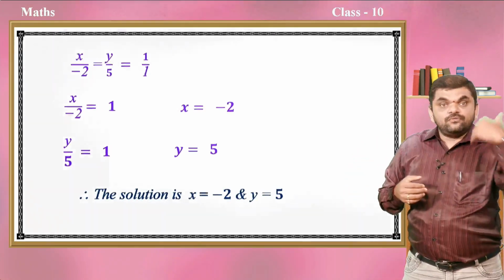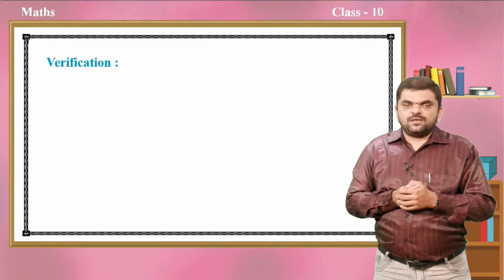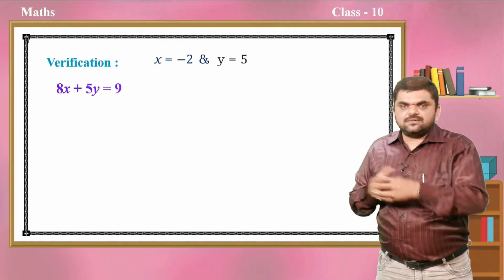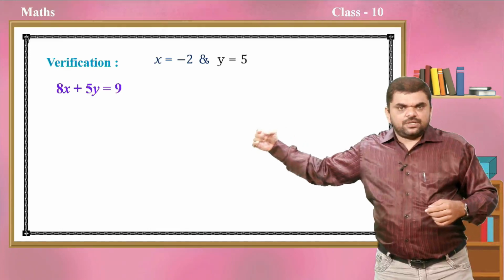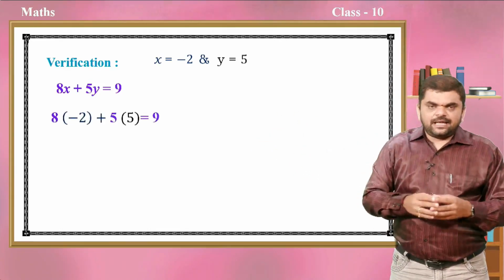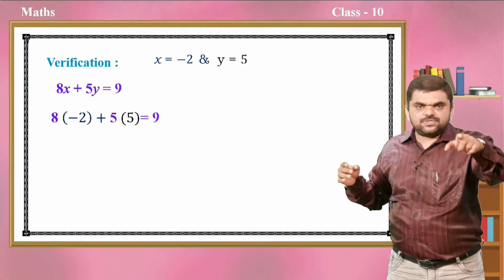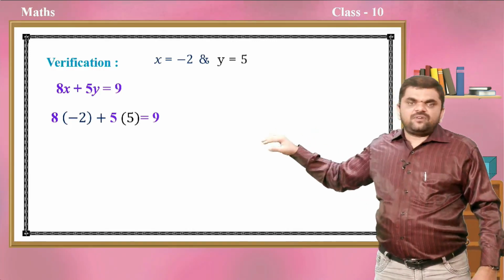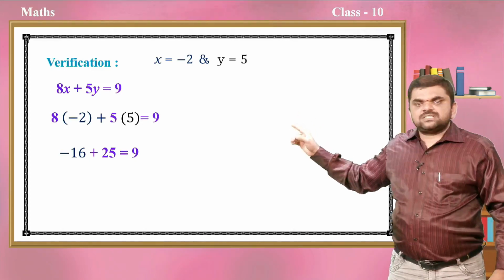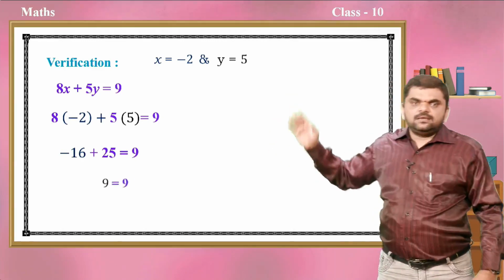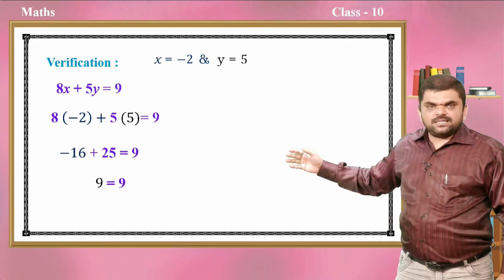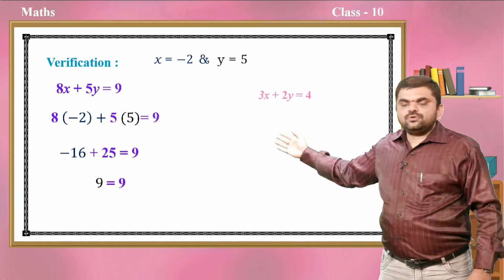Children, now let us verify this. How to verify? Value of x is minus 2, value of y is 5. Write the first equation: 8x plus 5y is equal to 9. In the place of x, we will substitute the value of x as minus 2 and y as 5. 8 into minus 2 plus 5 into 5 is equal to 9, that is minus 16 plus 25 is equal to 9, that is 25 minus 16 is 9, 9 is equal to 9, that is LHS is equal to RHS.